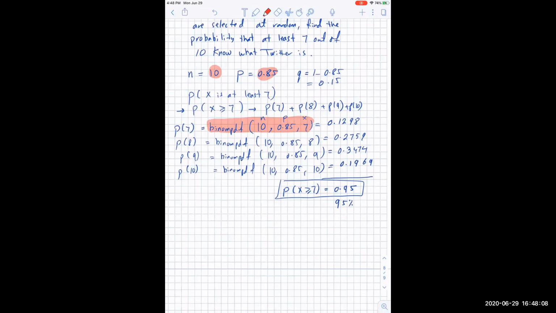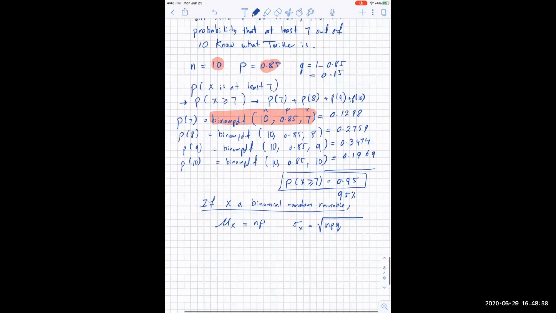Guys, just the last thing before we conclude: if X is a binomial random variable, then the mean value of X is n times p, and the standard deviation of X, these are formulas only for binomial variables, is the square root of npq.